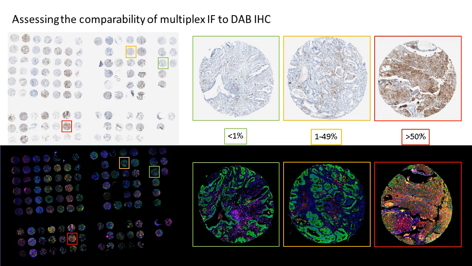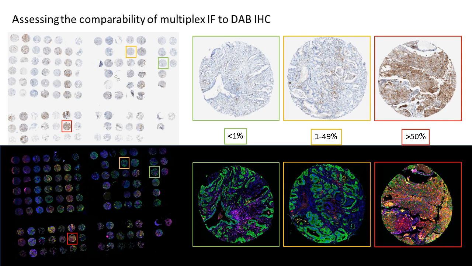But one thing we were hesitant about in going into multiplexing is the reliability between the IF and the DAB IHC. So what we did was take a few tissue microarrays that we had available, using non-small cell lung cancer TMAs, and we took sequential sections of these and stained them with DAB IHC and the multiplex kit, the Ultivue PD-L1 IO kit.